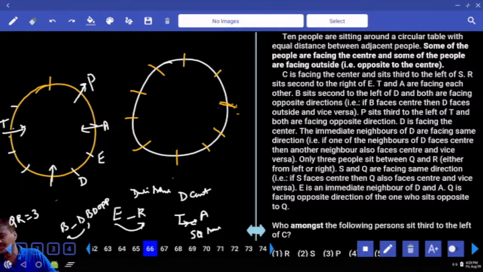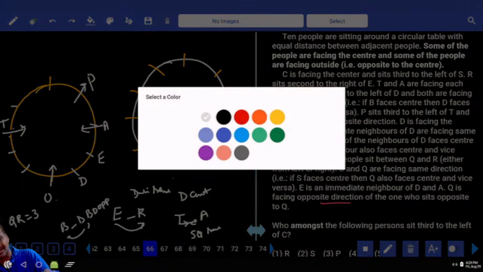And Q is facing opposite to the one who sits opposite to Q. Q is opposite and this one. Now here we are left with what? Now E and R, and between Q and R there must be exactly 3 people. How many are in between Q and R? 3 people.